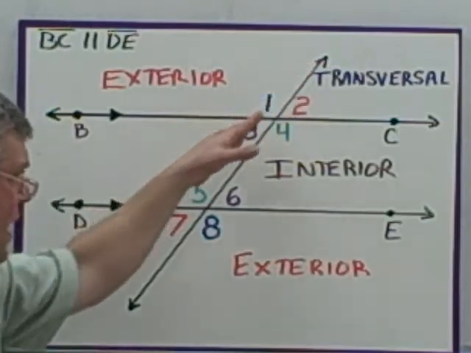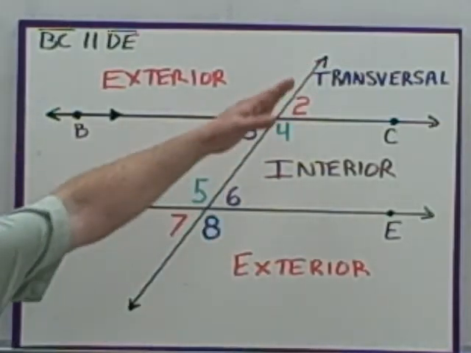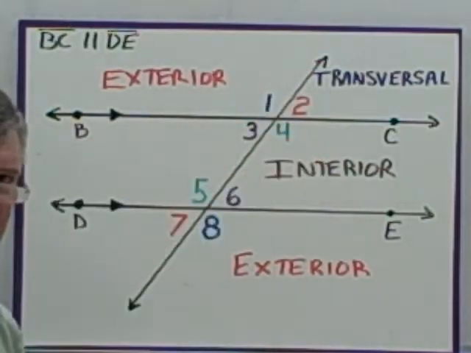Now, you've got a line coming through these two parallel lines. This line that cuts through is called a transversal.